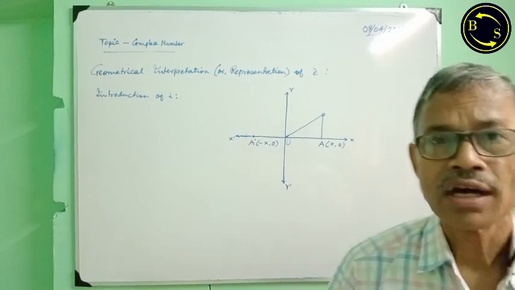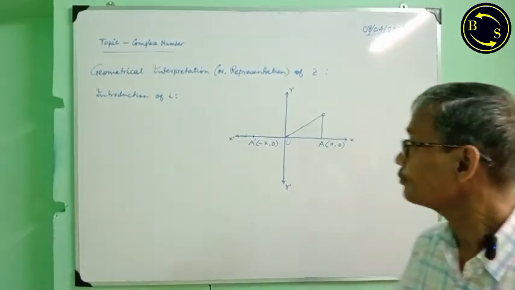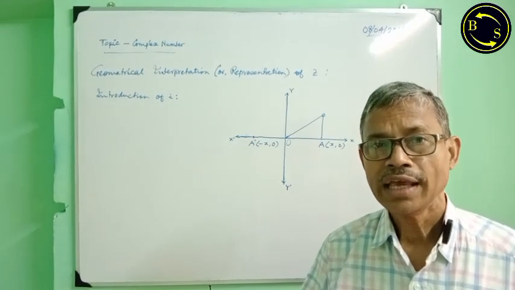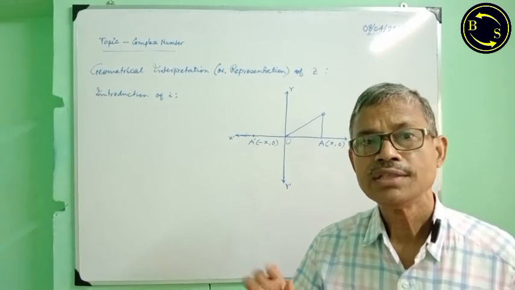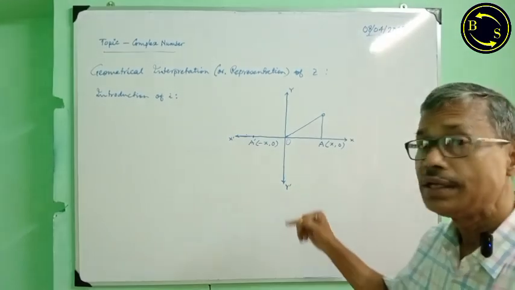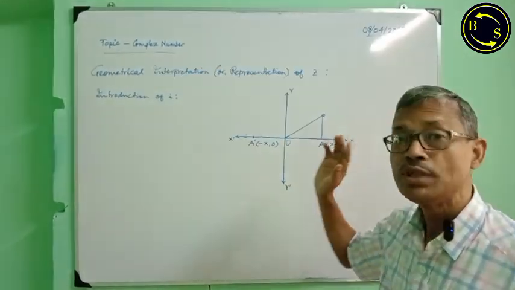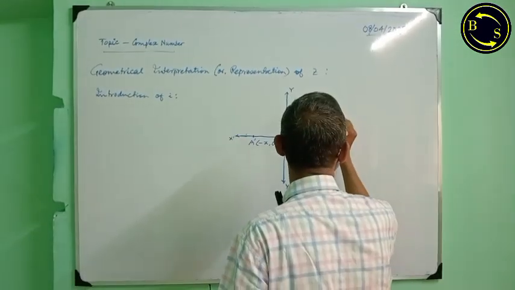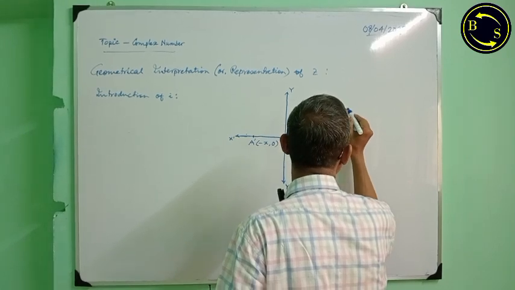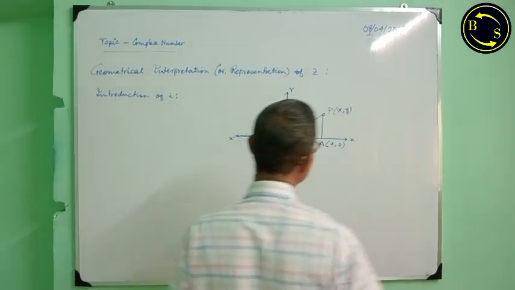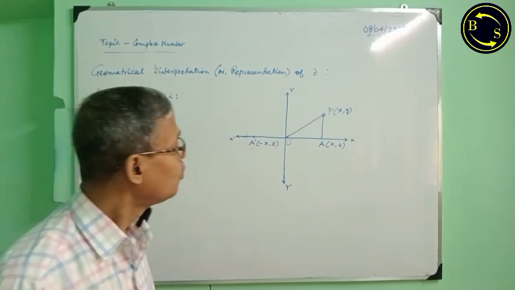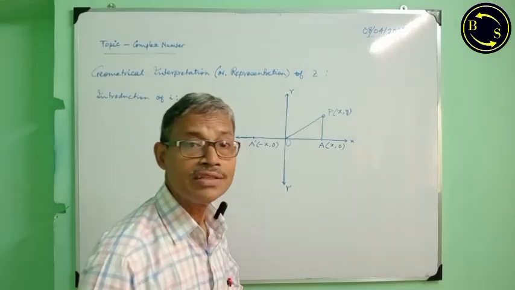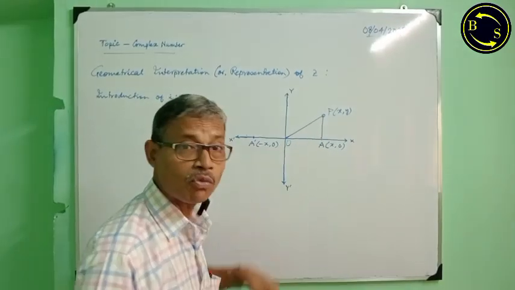When x, y are two real numbers, then the point (x, y), where x is the abscissa and y is the ordinate, is represented by a point. We say that point is P, like this, where x is the abscissa and x is the distance of P from the y-axis.